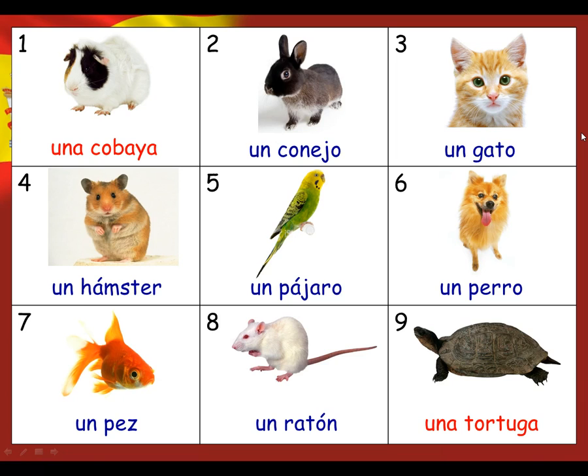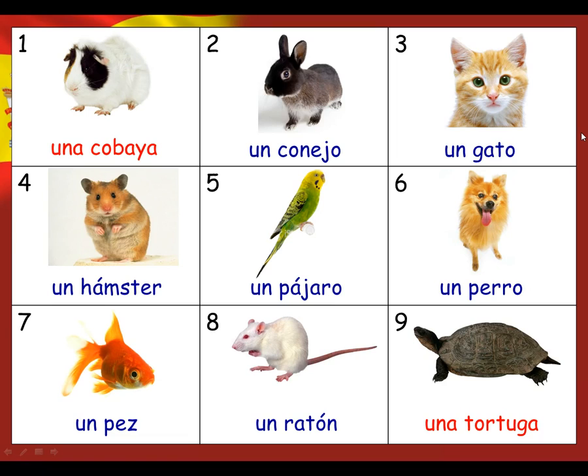Can you remember out of those 9 pets, which are the 2 that have the ch sound in? That's right, it's un conejo, number 2, and un pájaro, number 5, because when we see the letter J in Spanish, remember that we have to say it as a ch sound.